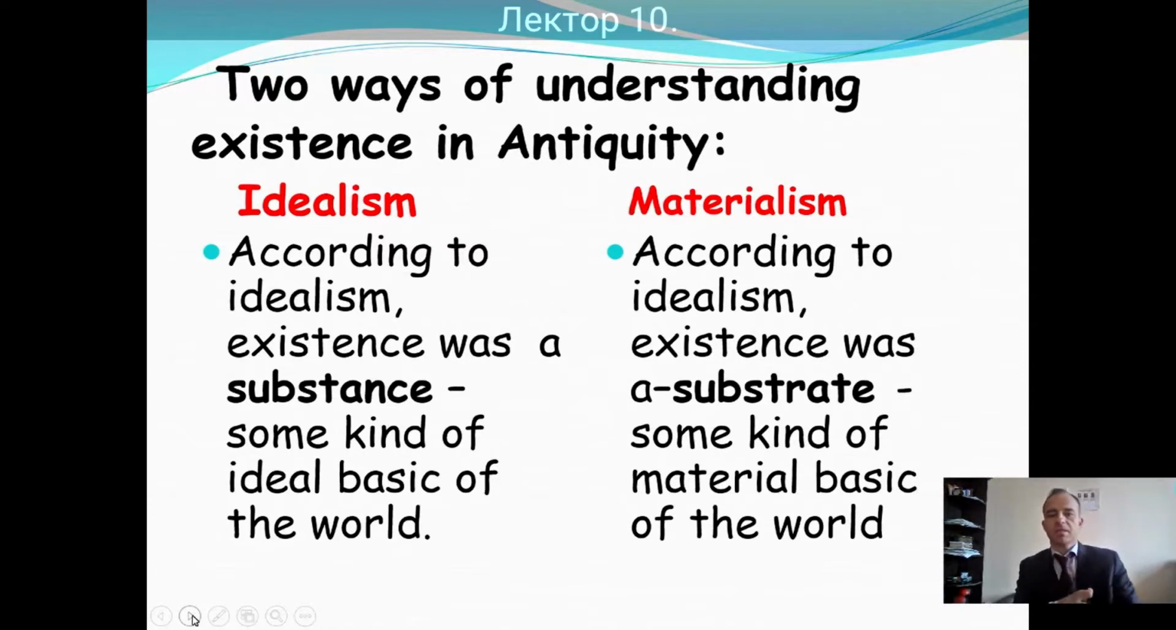The concepts of substance and substrate were used by philosophers of the Milesian school, such as Thales, Anaximenes, Anaximander, and so on. All these philosophers tried to create a theory that explained the basic element of the world. According to Thales, the basic element of the world was water. According to Anaximenes, it was air. And according to Anaximander, it was an appearance. Appearance, this is the ideal.